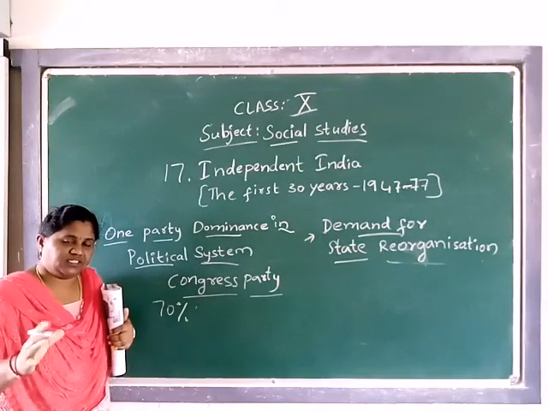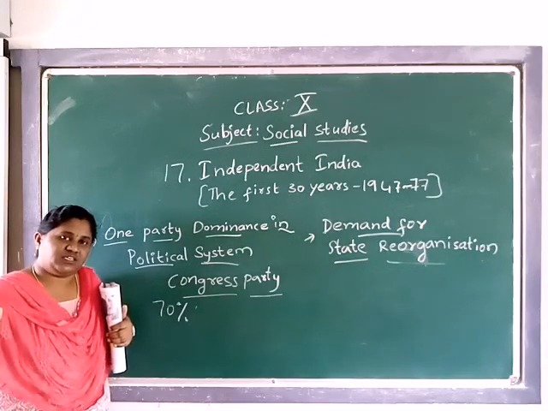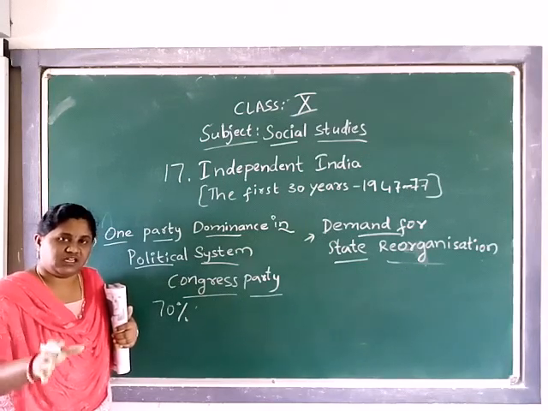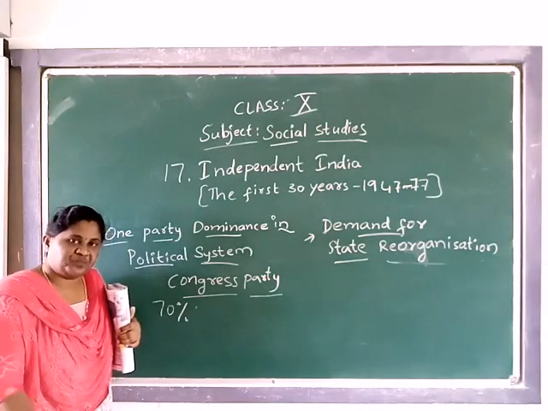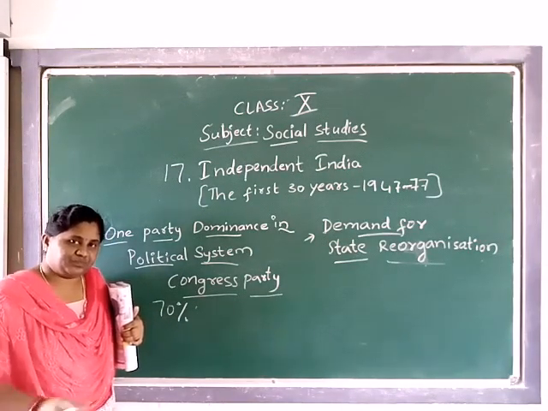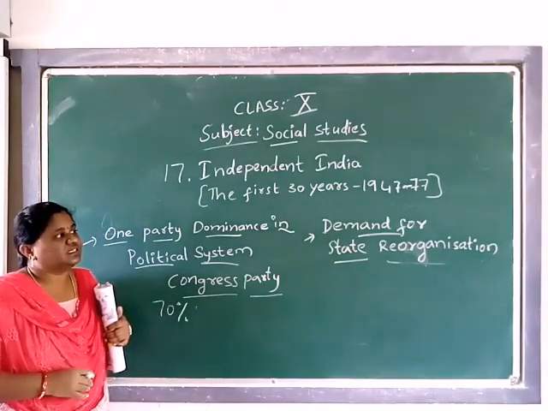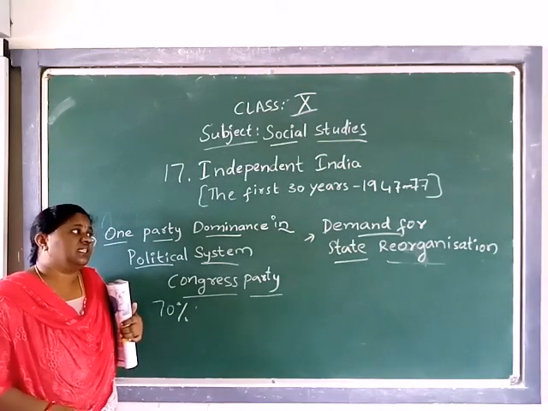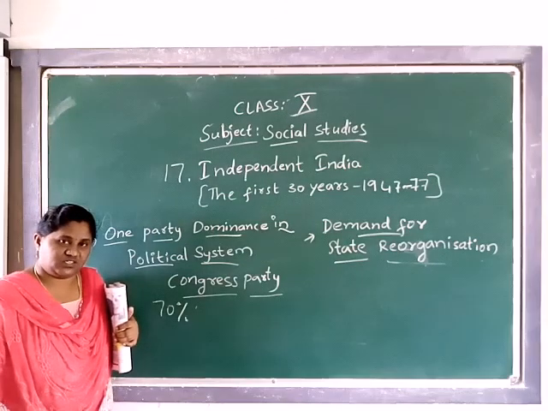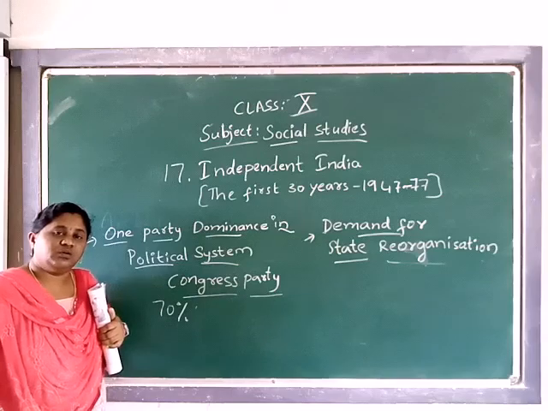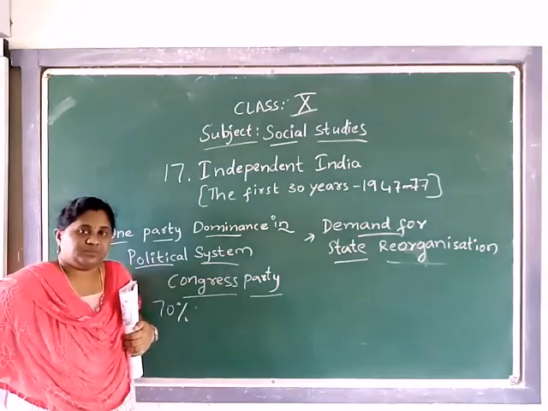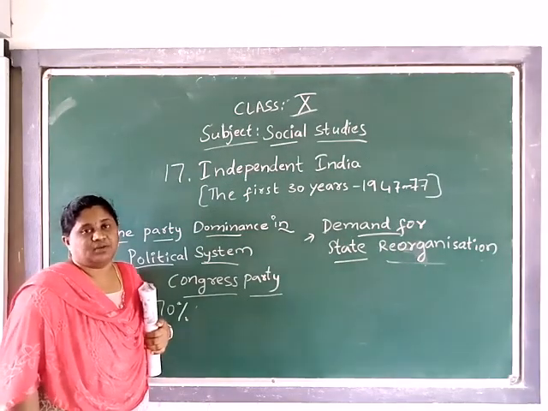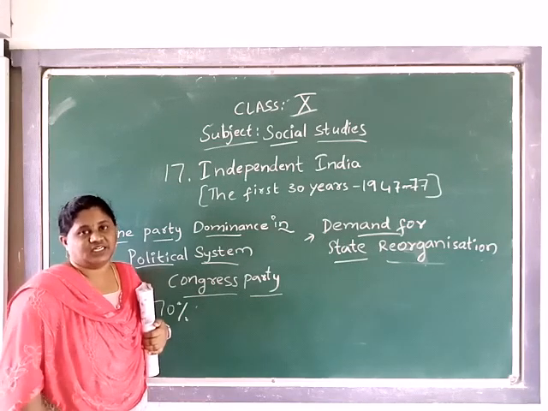When we got a separate state, they again reorganized some of the districts. Districts were separated from one district into 2-3 districts. Only the district areas were separated. Like that, they started after independence, when the Congress party was ruling. They demanded state reorganization, and the states pressed the government to go for state reorganization based on the language-speaking people.